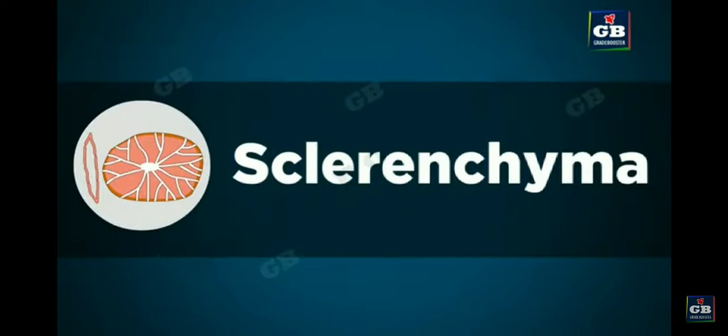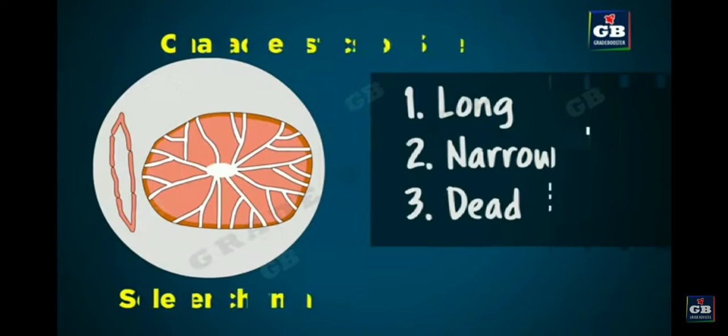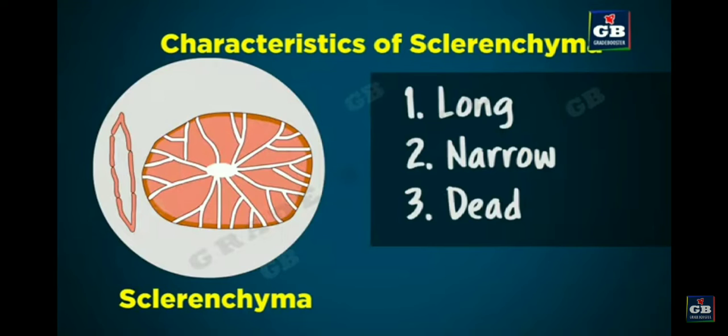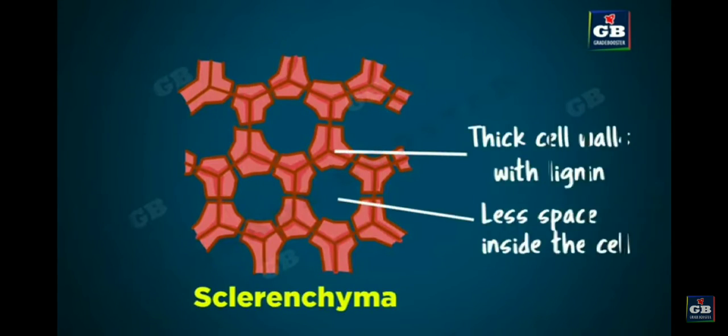Next, we see the third type of simple permanent tissue, sclerenchyma. Characteristics of sclerenchyma. The cells of sclerenchyma are long, narrow, and dead. The cell walls are thickened due to the presence of a compound called lignin. Due to thick cell walls, there is very less space or no space inside the cells.